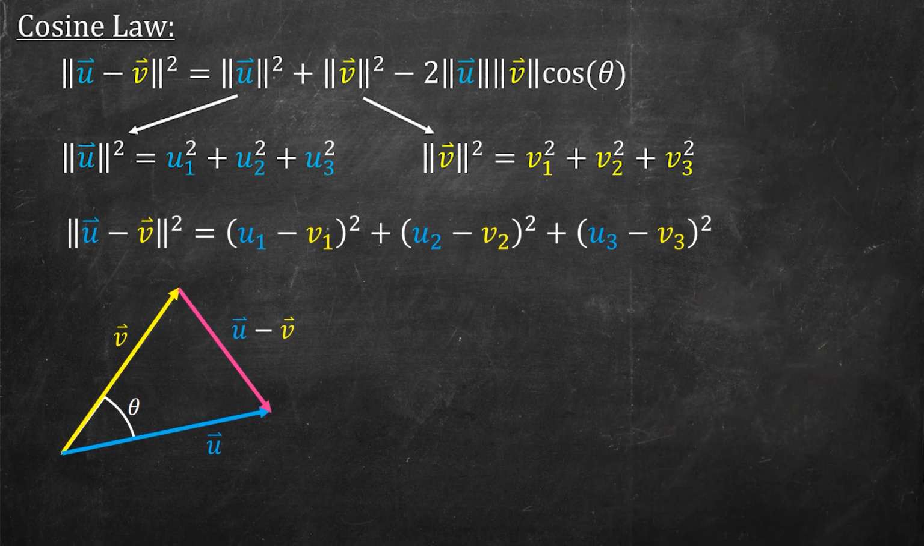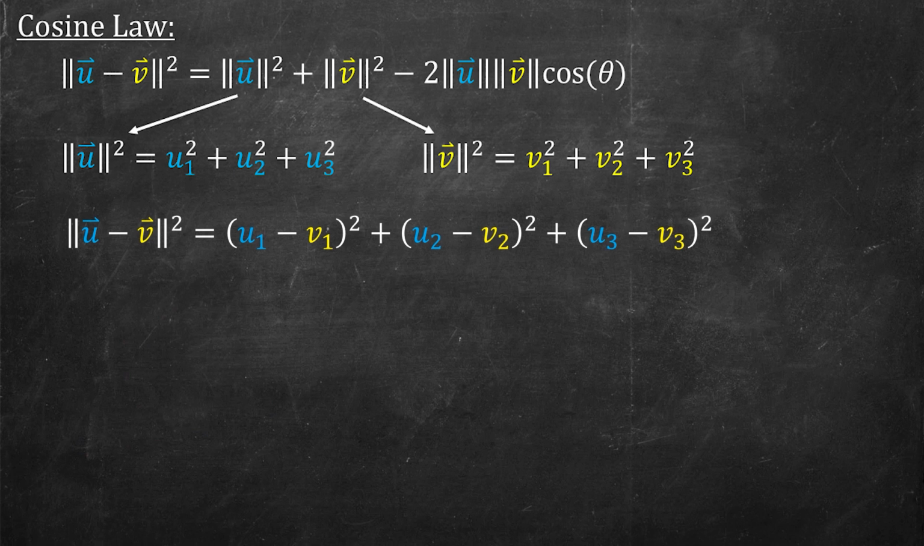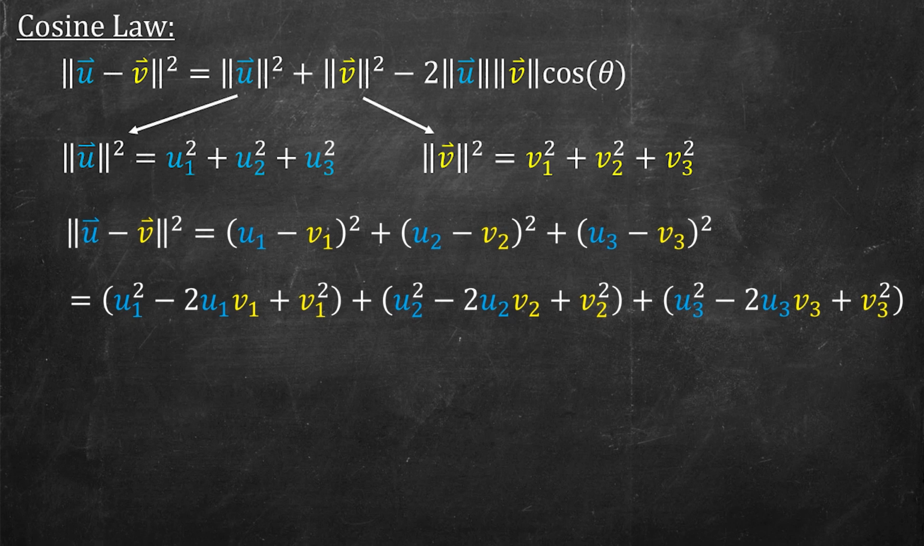I'm going to step out of the shot a little bit because there's not enough space, and I'm going to get rid of my triangle. But if I then expand that, what I'm going to have is, well, expanding (u1 minus v1) squared gives me u1 squared minus 2 u1 v1 plus v1 squared, and so on, expanding out.